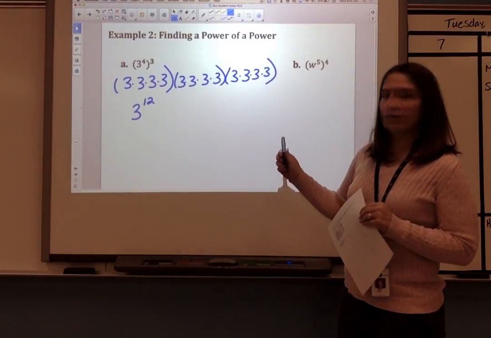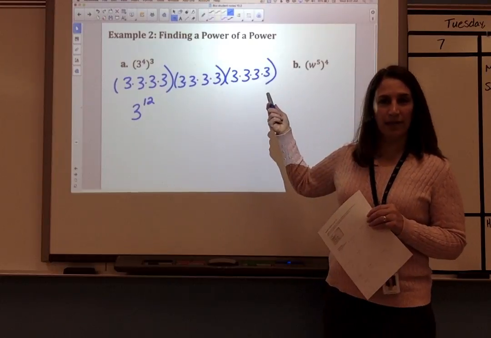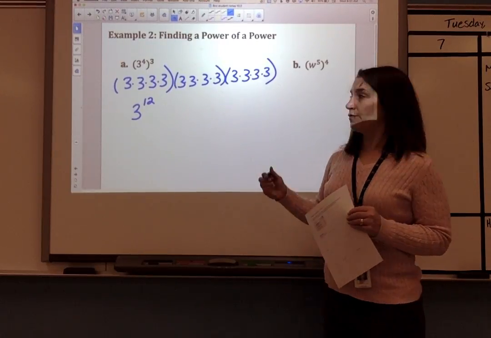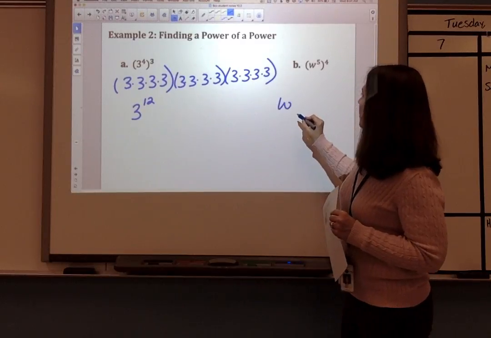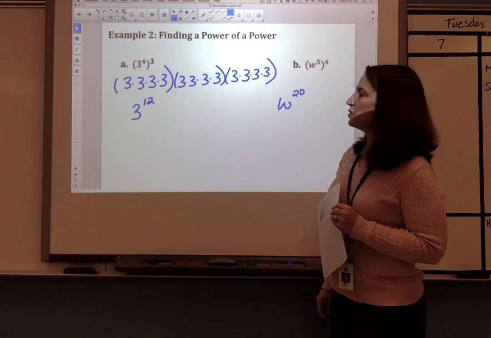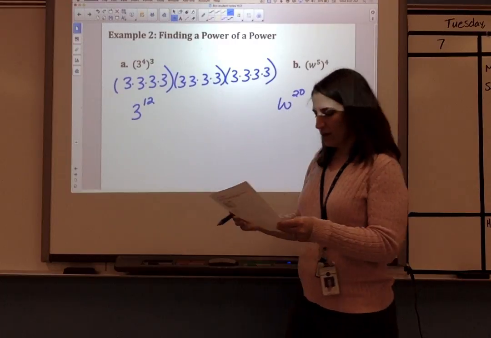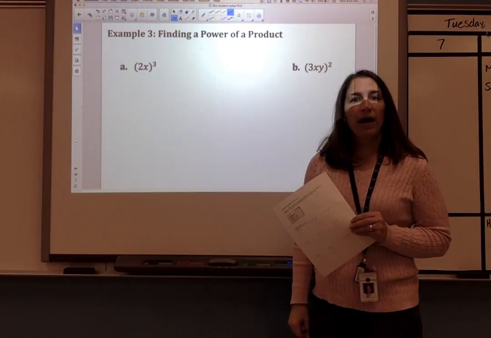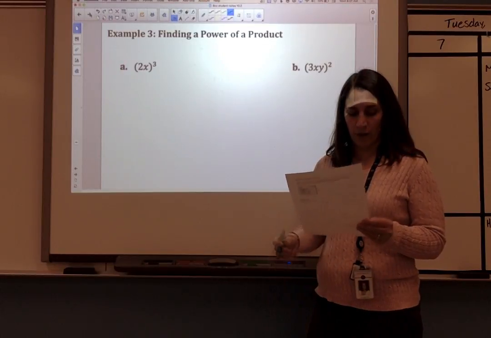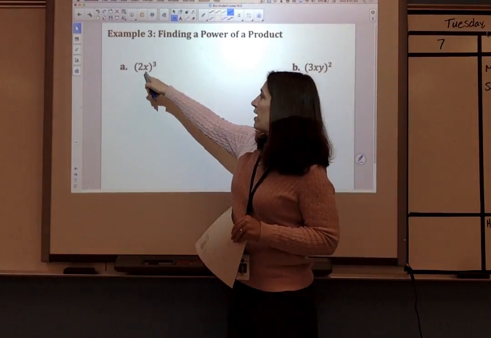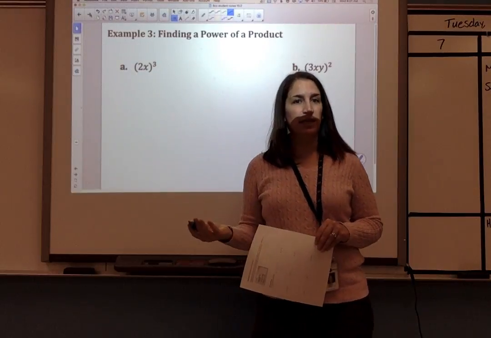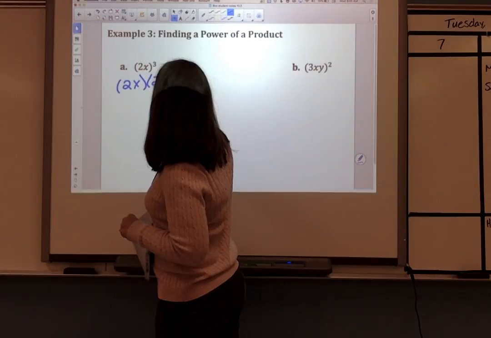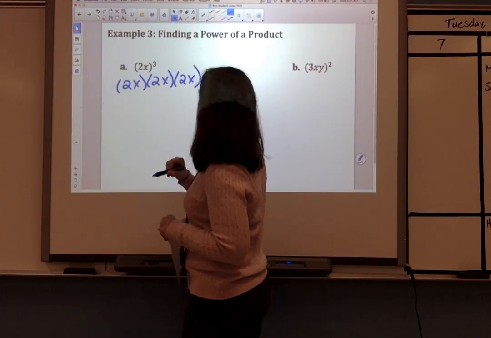Okay, let's do this next one without writing it out in expanded form. We have w to the 5th, that whole power taken to the 4th power. So we're going to multiply 5 times 4 to get w to the 20th power. All right, example 3, we're finding the power of a product. So here we have 2x to the third power. So in expanded form, it would be 2x times 2x times 2x.